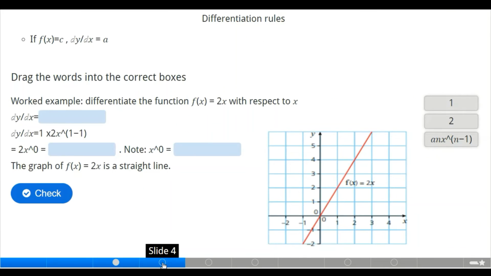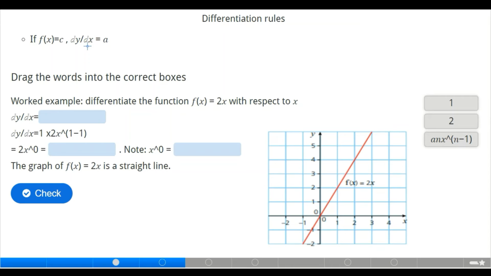Now let's look at the next rule that we have here. If a function f of x equals c x, dy/dx equals c. So if you have a specific function where variable x is raised to power 1, by the time we are differentiating it, we are going to have a constant value as an answer. So that's what this differentiation is telling us.